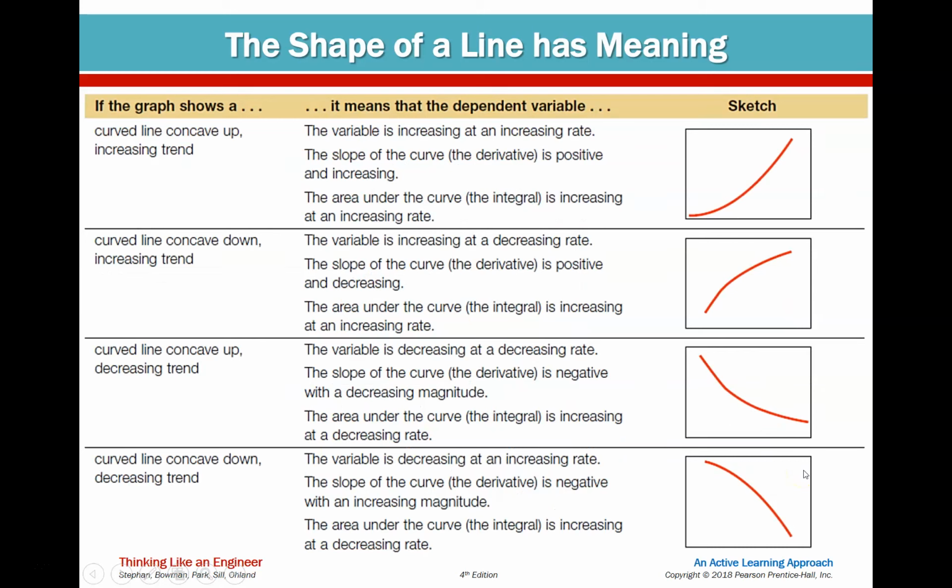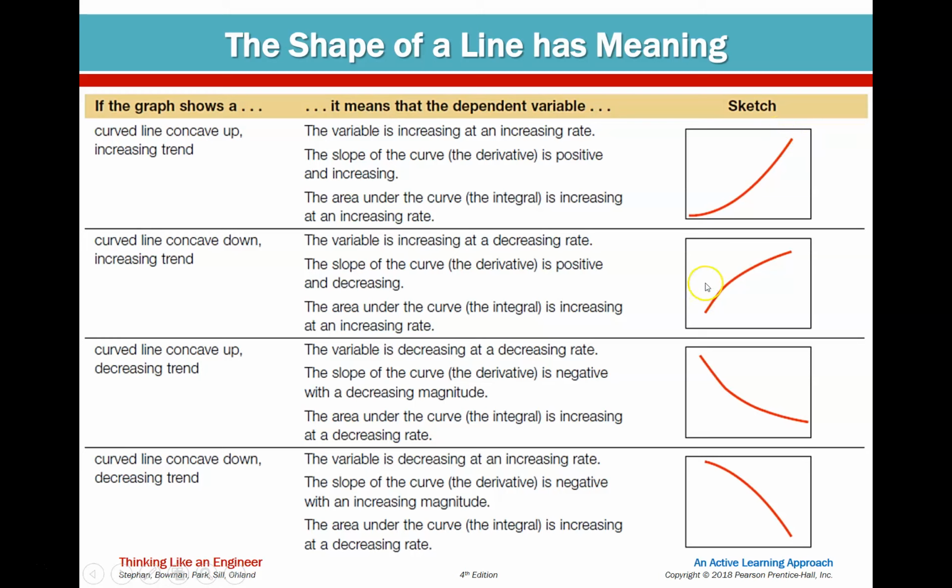Then you get into actual curves. So when we've got this U-shaped curve, concave up, that means that the variable, that y, is increasing at an increasing rate, so its slope or derivative is positive and increasing. The area under the curve is increasing at an increasing rate. And so therefore, that's why it ends up having that shape.